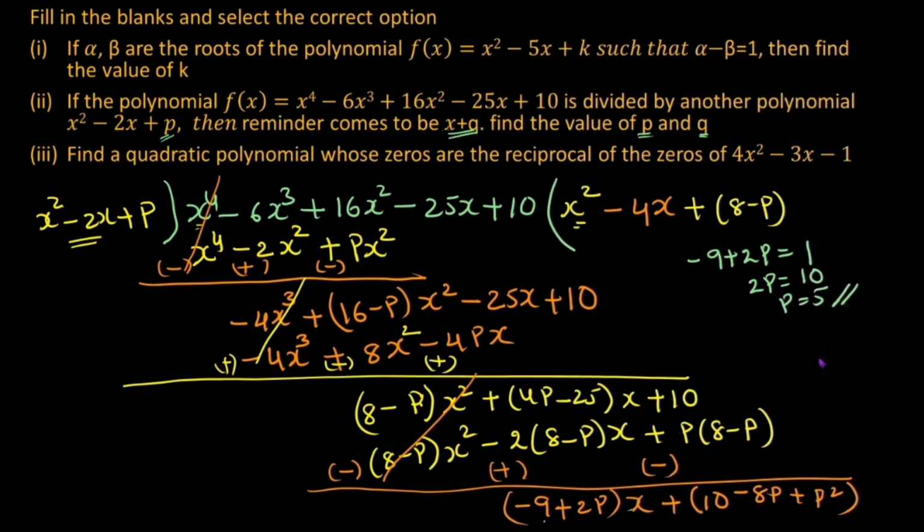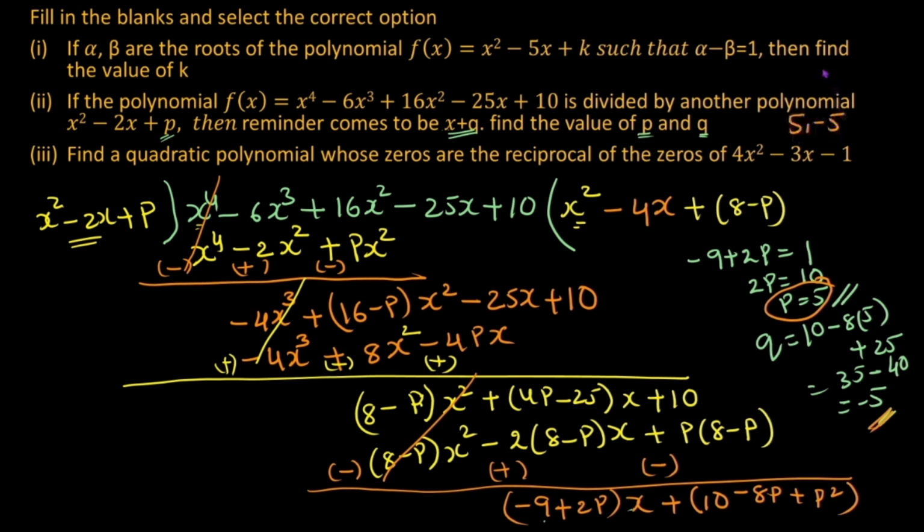Right. So far. So, the q is the other constant, right. So, q equal to 10 minus 8p plus p square, okay, 10 minus 8 into what is the p, p is 5, okay, plus p square is 25, okay, 25 plus 10 is 35 minus 40, right, so it became minus 5, okay. So final answers for this question is p is equal to 5, and q is equal to minus 5. So, the answer here is 5 comma minus 5. First question answer is 6, right?